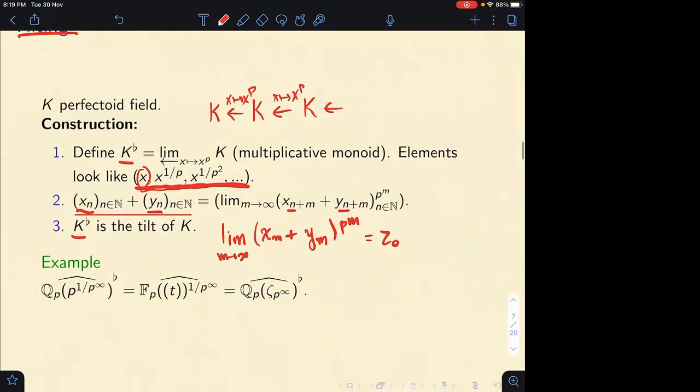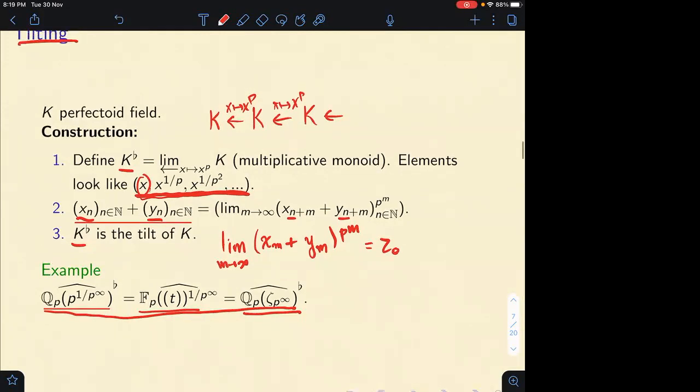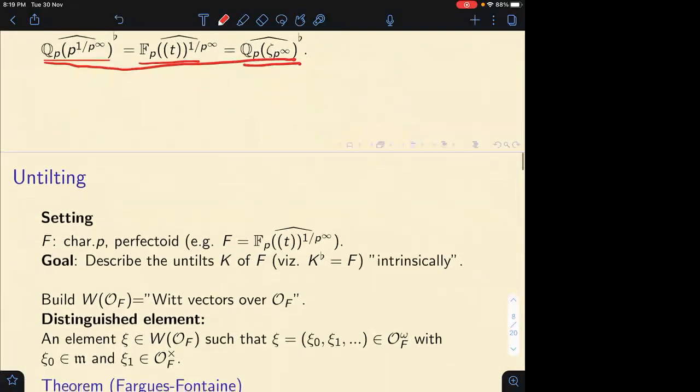Okay. So here are the examples that we mentioned before. It turns out that if you tilt QP with p power roots of P, and if you tilt QP with p power roots of unity, you actually get the same thing. You get the completed perfect hull of FPT in both cases. This example already suggests that untilting, whatever it is, is an ambiguous operation. Starting from a tilted perfectoid field, you cannot untilt it uniquely. There is some ambiguity involved. So now I want to talk about this.